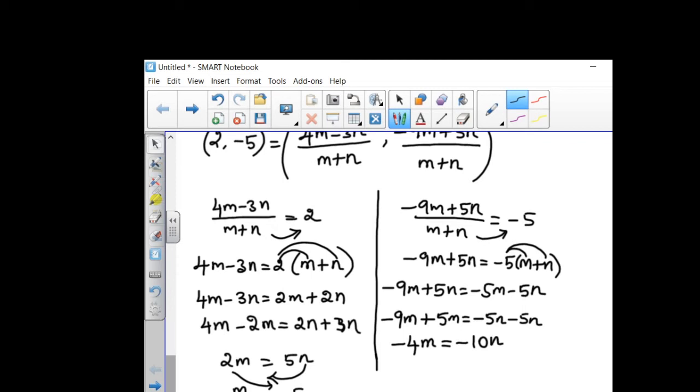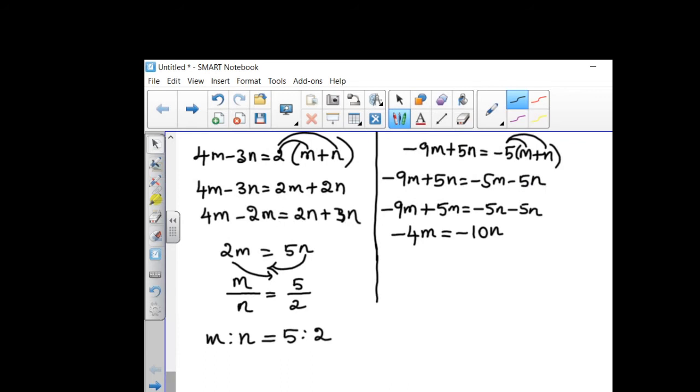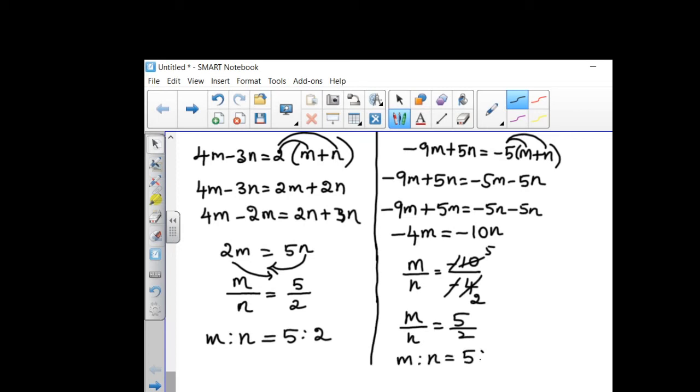Then we need m is to n. So what do you have to do? m divided by n is equal to -10 divided by -4. Minus minus cancel, then here 2 times, here 5 times. So what do you get? m by n is equal to 5 by 2. Therefore m is to n is equal to 5 is to 2.